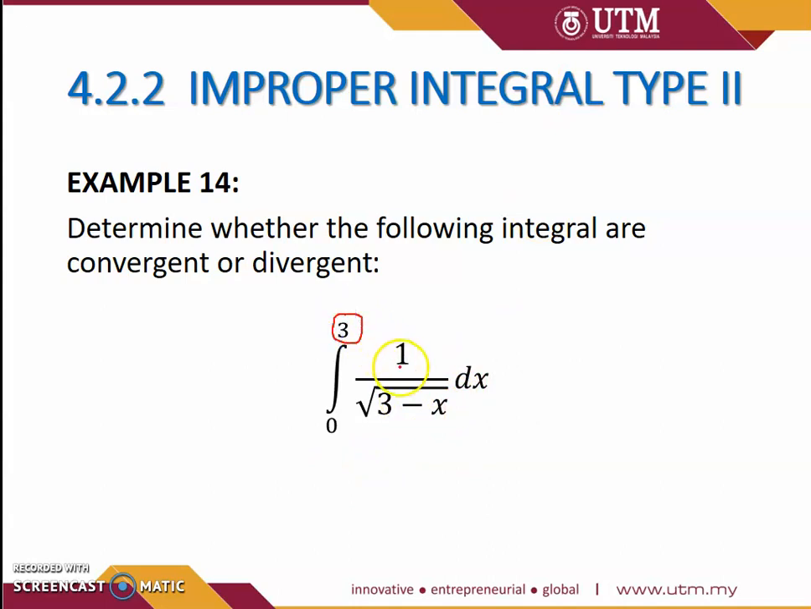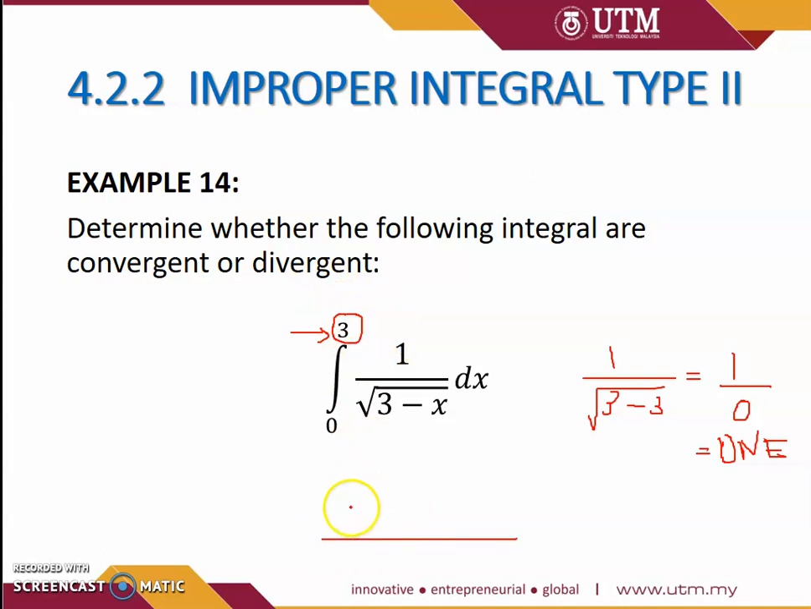Why do we say it is 3? Because if we substitute the 3 here, the fraction does not exist. So 1 over the square root of 3 minus 3, basically we will obtain 1 over 0, and 1 over 0 does not exist. So that's why we say that this integral is an improper integral at discontinuity point 3.